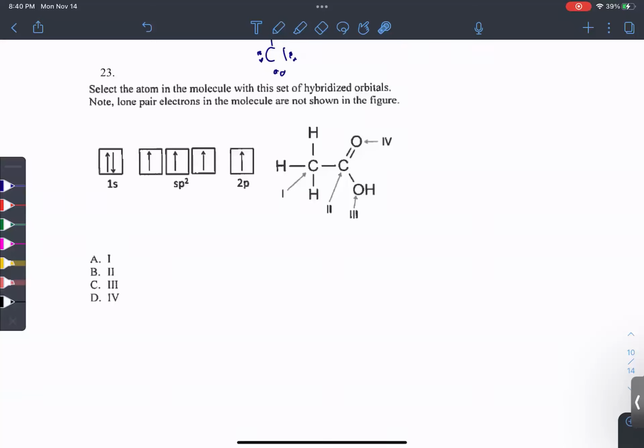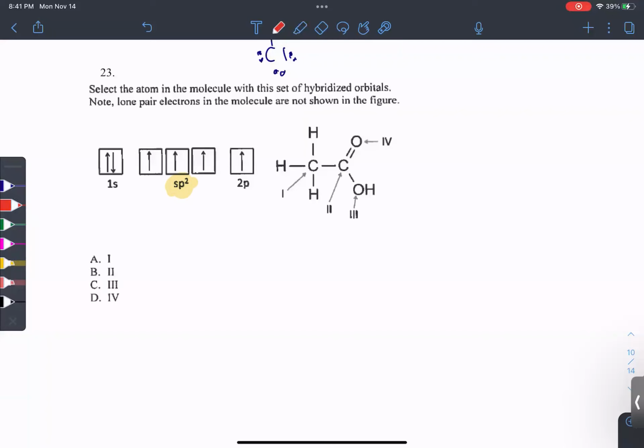So here I give you the hybrid orbital set, and we need to figure out which atom it's referring to. To break this down, the detail I want you to note is what kind of hybrid orbital set is it trying to describe right now? 1s, sp2, 2p. I want you to hone in on sp2, because now we're working backwards. If I tell you the hybridization is sp2, how many atomic orbitals did you need to combine? 3.